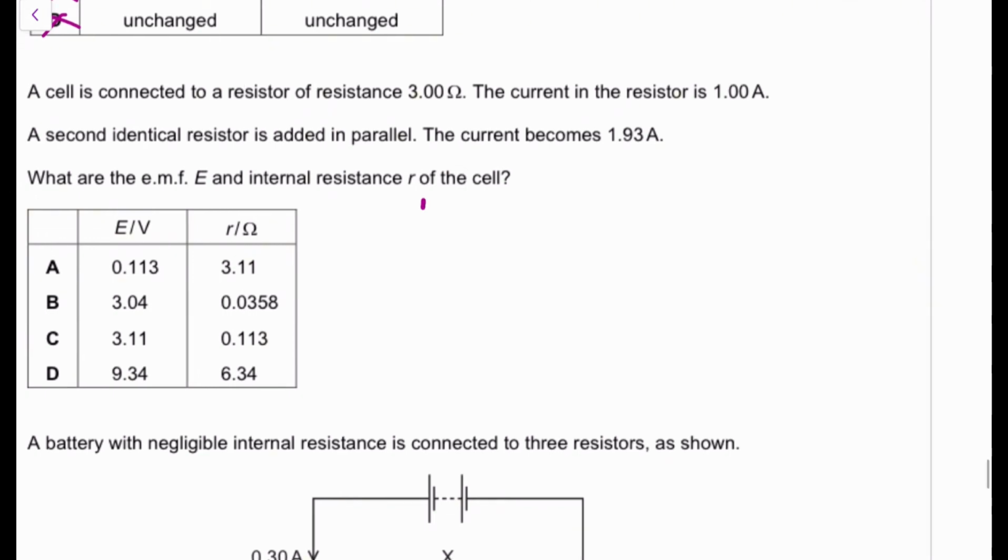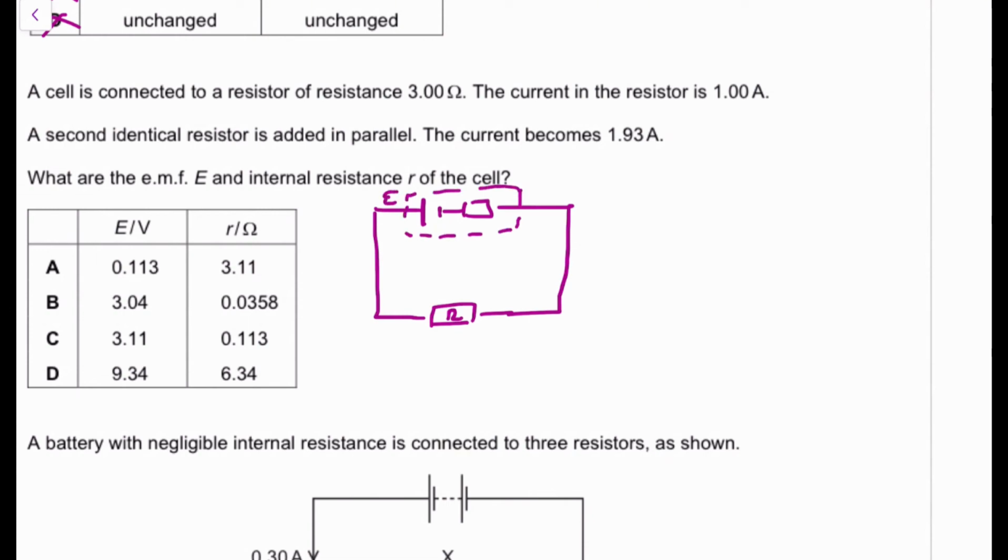So let's first assume we're going to have something like this. This is going to be our cell, and we're going to connect this particular cell to, let's say, our resistor R. We have something like this, and this is going to be our cell. We have E there, and this is going to be our small letter r. So the current that is going to flow here is going to be 1 A.